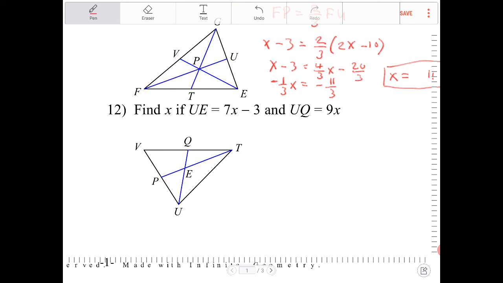UE is equal to 7x minus 3. So UE is going to be 2/3, this time 2/3 of UQ. So UE is 7x minus 3. This is equivalent to 2/3 of 9x. 2/3 of 9, that is 6. Subtract 6x and add 3. I end up with x is equal to 3.